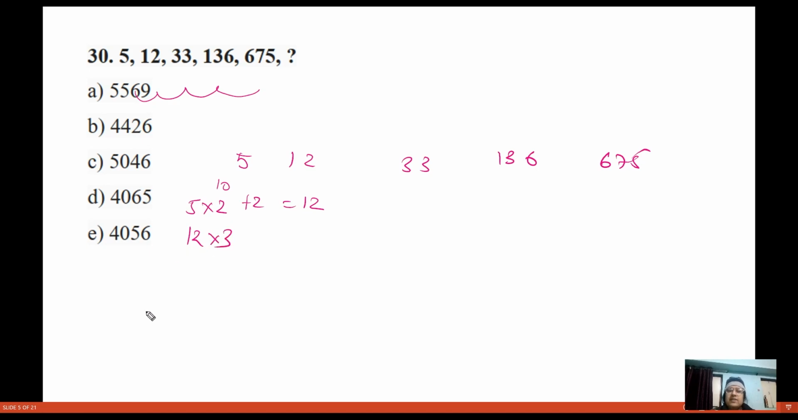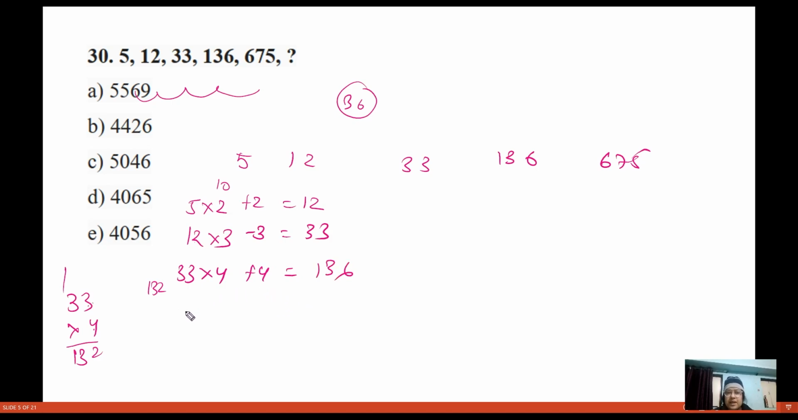Then 12 into 3, that is 36, and 36 minus 3 is 33. Then let's go for 33 into 4. Now 33 into 4 is 132, 4 3s are 12, and this is 132. So 132 plus 4, you are getting 136. And now what I am going to do is 136 into 5. So 136 into 5 is 5 6s are 30, 3 carry over, 5 3s are 15, 15 plus 3 is 18.